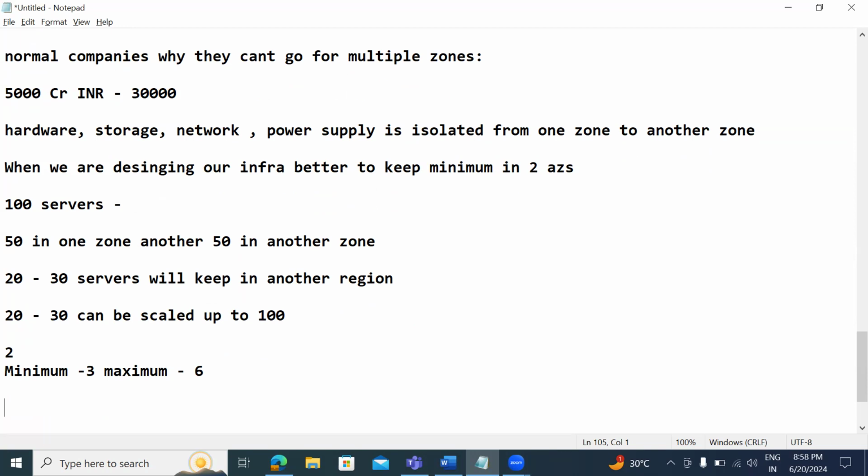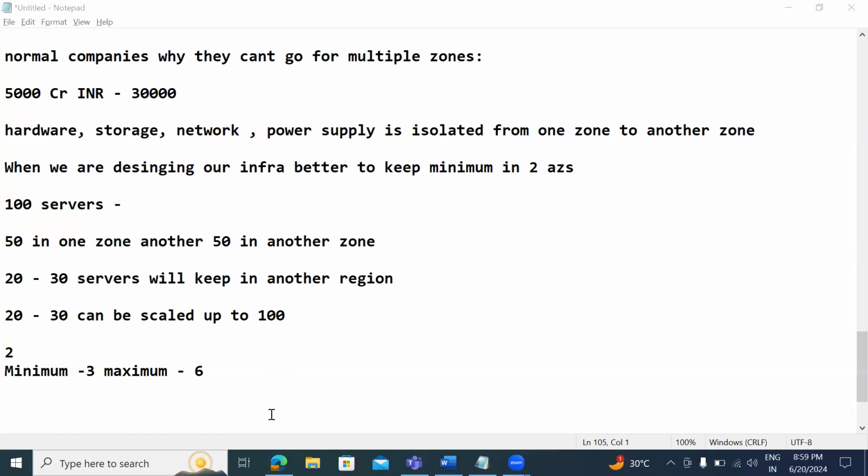No other regions have 6. Some of them have 4. But the minimum they're maintaining is 3. Okay. Any doubts on this?